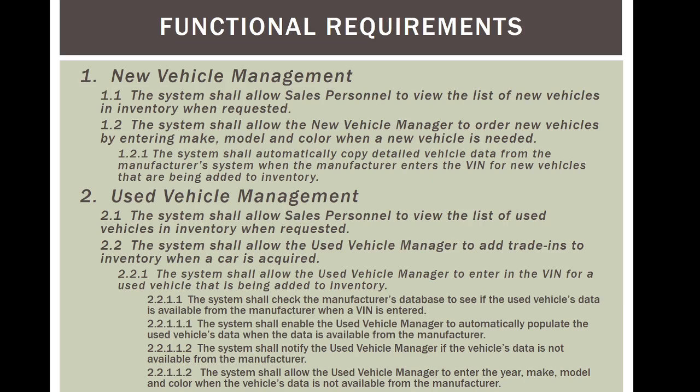The subset below that, 2.2.11, the system shall check the manufacturer's database to see if the used vehicle's data is available from the manufacturer when an event is entered. All right, again, so it's pulling data from the manufacturer so that we get good stuff. And again, then we just have sub requirements below that. All right, and all those 2.2.11 through 2.2.112. Actually, there's a formatting error. 2.2.1.1.1 is actually a subset of 2.2.11, so that should be tabbed over a space, and that's my error.